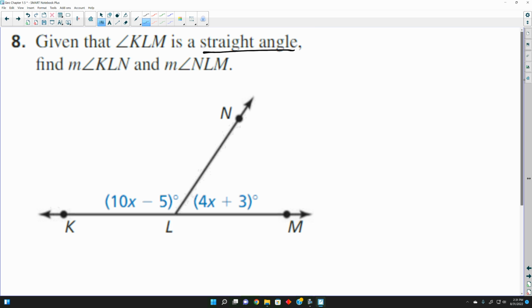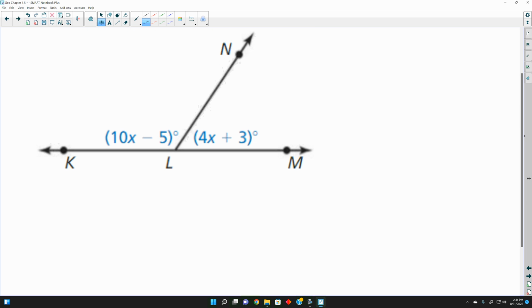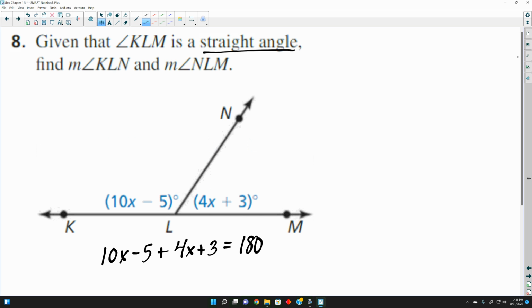Well, what do we actually know? We know that 10x minus 5 plus what? 4x plus 3 is 180, yes? Because we're adding those two angles together and they give us the whole. So we don't have to start off with the pure mathematical definition. We can start right here. Yep, because since it told us it's a straight angle or a line, it's going to add together to be 180. 180 degrees is a straight line.